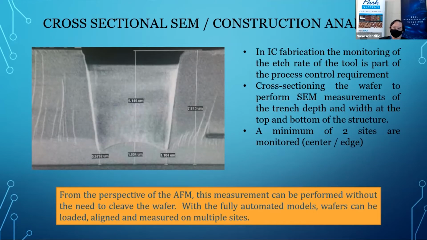Another example of cross-sectional work is, okay, it is common in the industry that they will need to monitor the etch rate, meaning that, okay, how long should I etch the surface for? So in this particular instance, they will again cleave the wafer in half and then measure the pre and post thickness that occurs on the surface, where they're looking at the height, the width, and the bottom of the structures. So this is an area where the AFM would excel, because without having the need to cleave the wafer, I'm able to use an AFM and monitor this non-destructively.